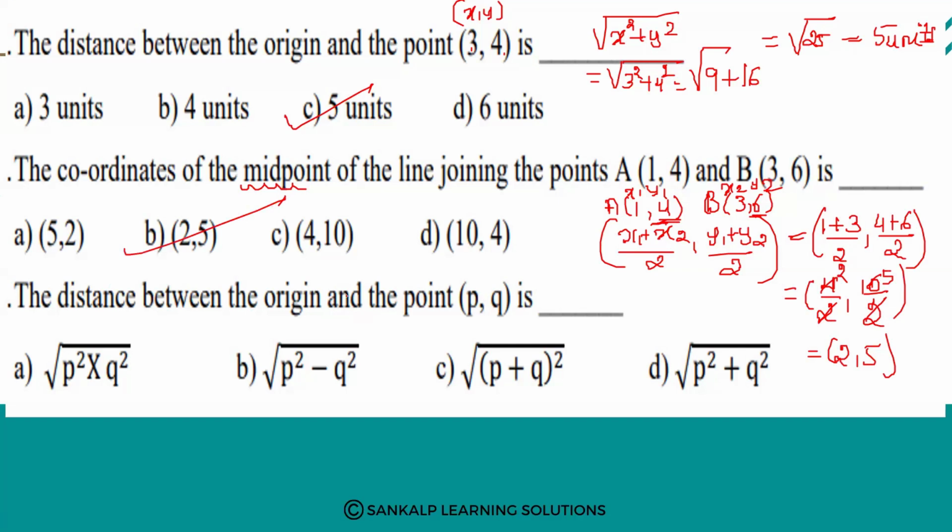The distance between the origin and the point P, Q, that means x and y, x value is P, y value is Q here, then you will get root of P square plus Q square. Because we have the formula square root of x square plus y square. X value is P, y value is Q. X square means it is P square, y square means it is Q square. Therefore, option D is right.